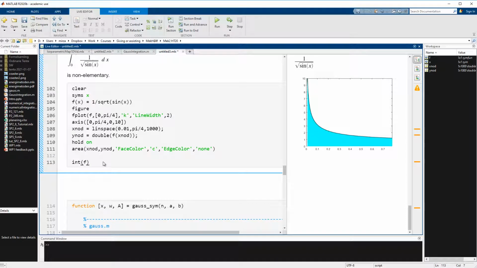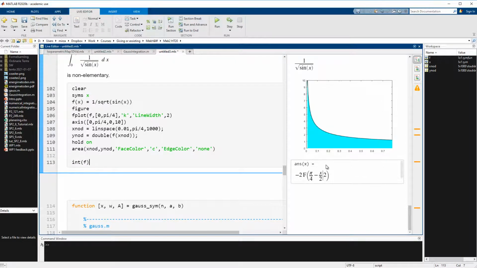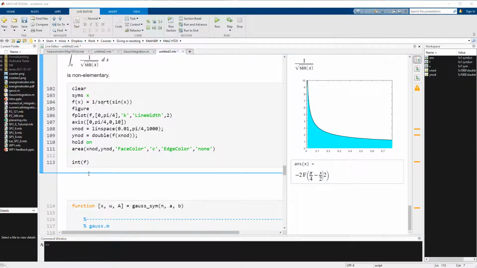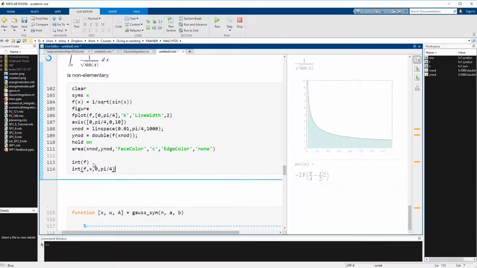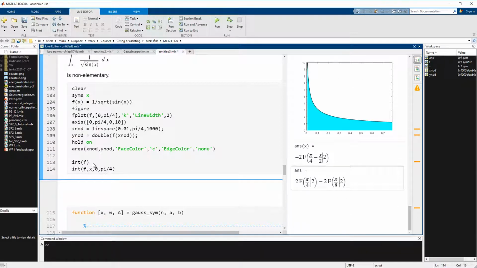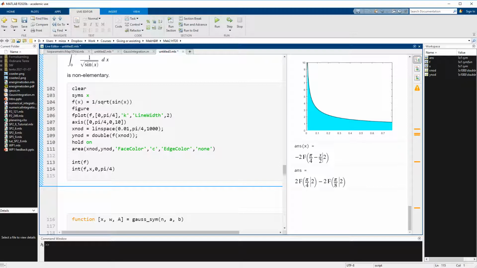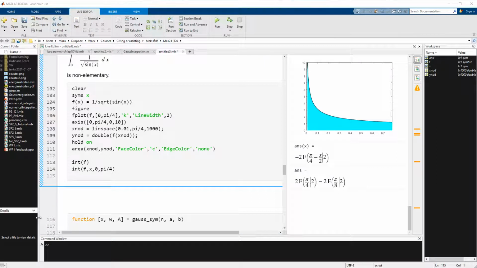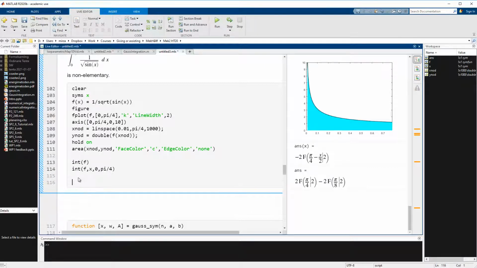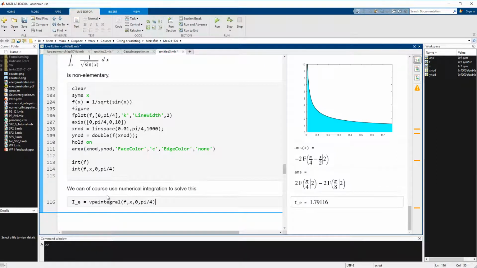Okay, so let's take the indefinite integral of this function, and this is what we end up with. There's this elliptic F showing up here. This business, we won't be going into. But this is what we have. There are methods of dealing with this as well, but there are faster ways of doing it. We can just use VPA integral because it's going to deal with this beautifully. So throw VPA integral at this and boom, you will get your solution. What's the problem? You're going from 0 to pi over 4. It's going to handle that quite well.